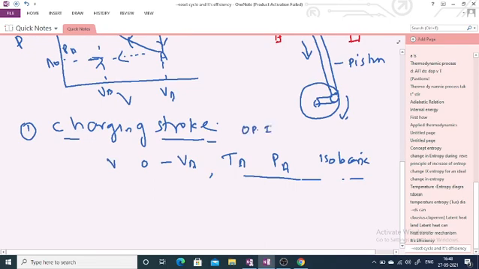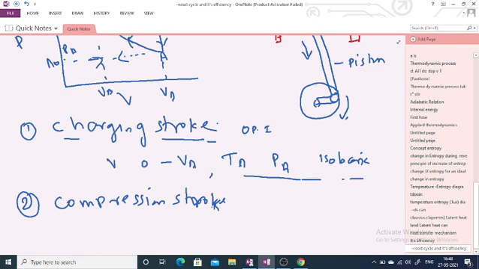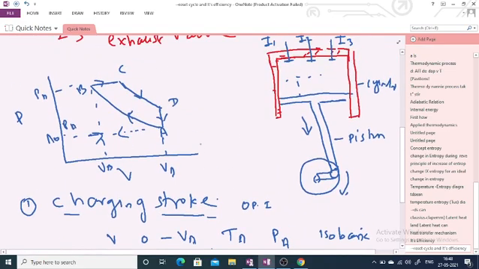Operation 1. Now we consider the second stroke, known as the compression stroke. Once the air is taken inside the cylinder, the piston moves in an upward, inward direction. Here it moves in this direction, so your piston moves in this direction.